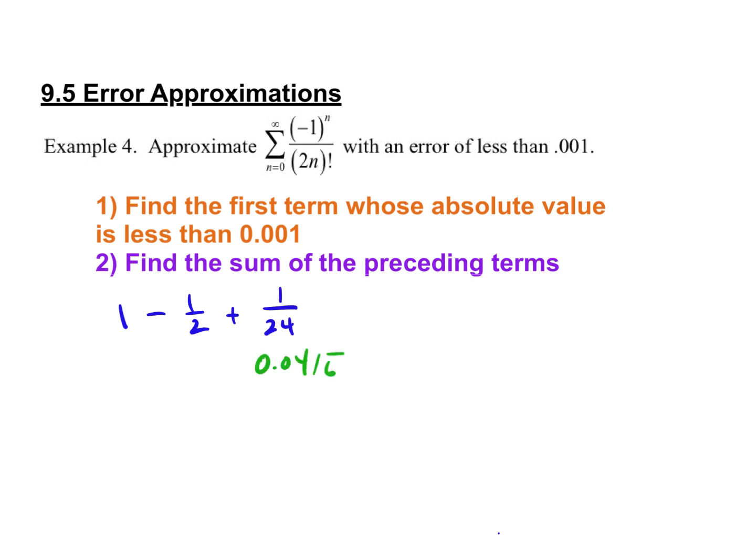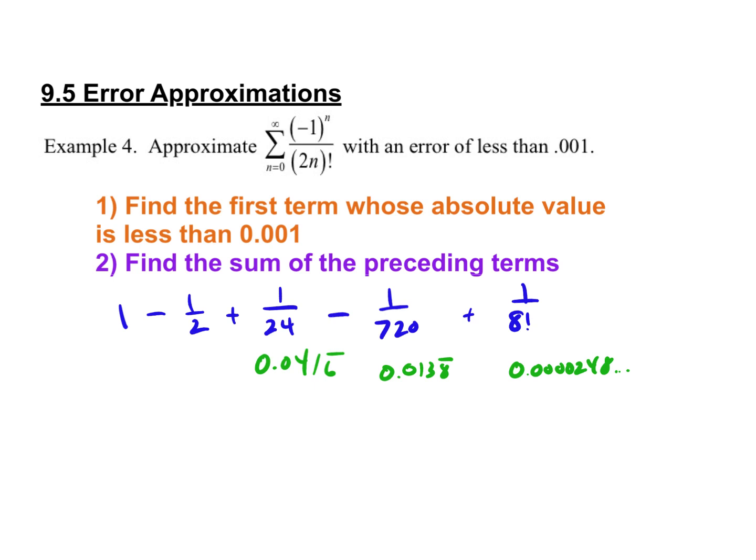And if you want to see the decimal, there it is. Still not less than 0.001. Okay? Fourth term, that means n equals 3. Got a negative 6 factorial, 720. Okay, and so on. You get the idea.